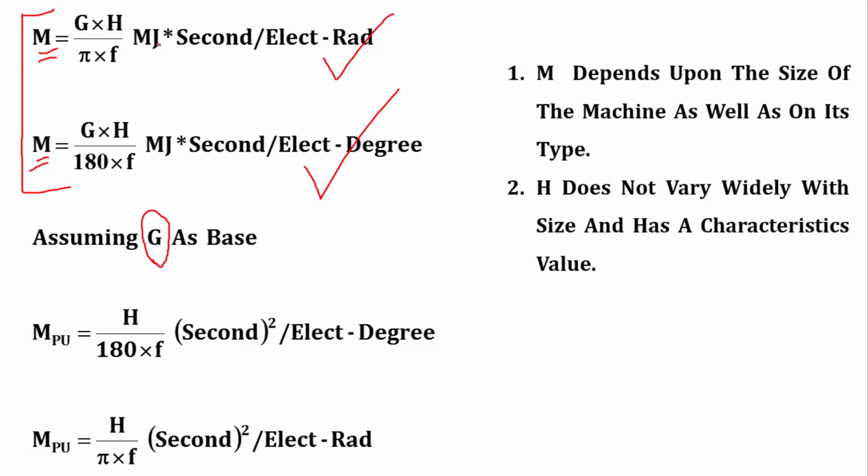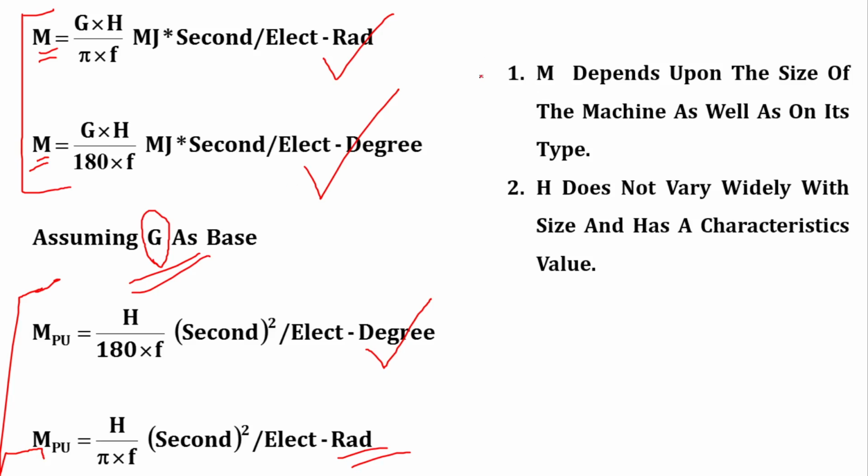So M per unit in degree is given by H upon 180 into f, and M per unit in radian is equal to H upon pi into f. So this is the angular momentum in per unit for G MVA as our base. This is another formula for angular momentum.